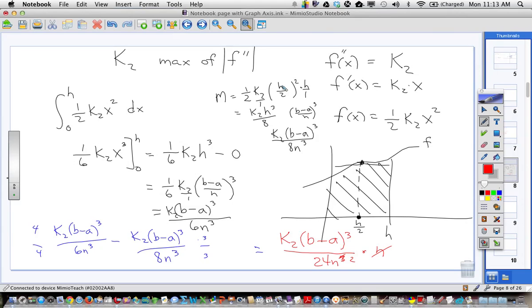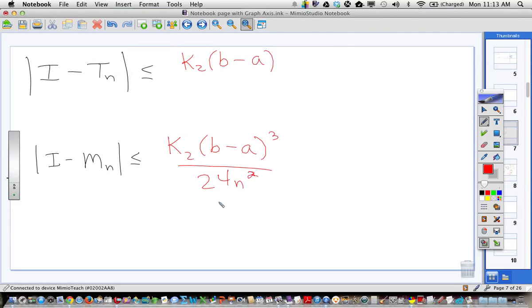Well, right here, the trapezoid would have got messy. Trapezoid would have been harder here than midpoint. You can see it was plenty messy there, and I thought, yeah, let's do midpoint. So the only thing that changes is this ends up being a 12 instead of a 24. When it got done, it would have been cleaner, but getting there wouldn't have been quite as clean.